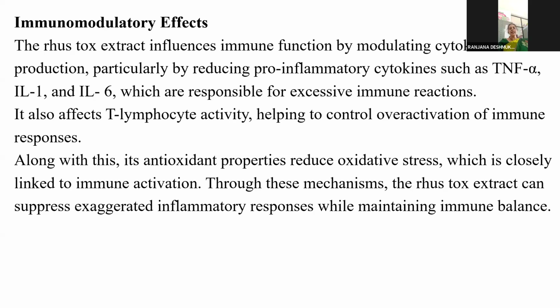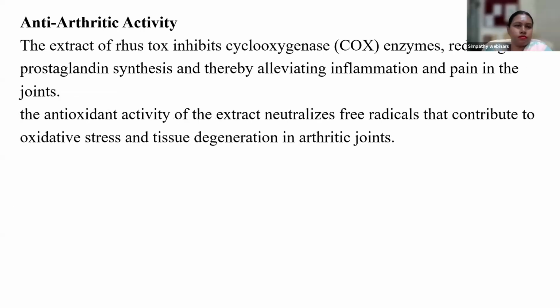Now we will see the anti-arthritic activity of Rhus Tox. Next slide, please. Rhus Tox inhibits the cyclooxygenase enzyme, thus reducing prostaglandin synthesis, which reduces the pain and swelling. But when a patient comes, he comes with pain, swelling, and damaged cartilage. So Rhus Tox donates electrons to the tissues, and it controls the pain and damage of the tissues.